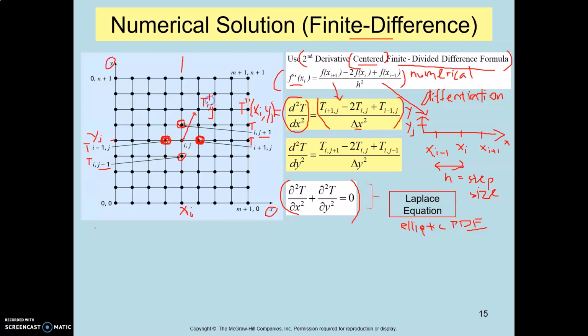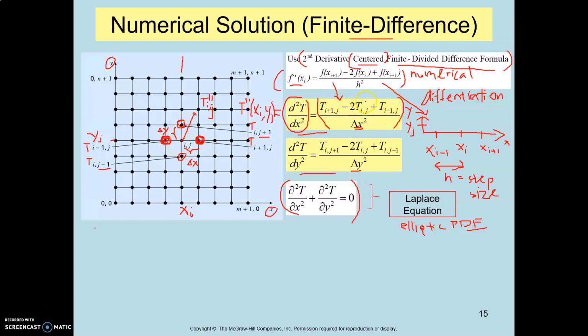So if you want to find the double differentiation for the T double prime, you can use these two formulas. If you want to find the differentiation with respect to the x-axis, you can use this formula. So delta x is the step size in the x-axis. So this is your delta x between 2 points, and delta y is the step size in the y-axis. So this is the minimum distance between 2 points as well.